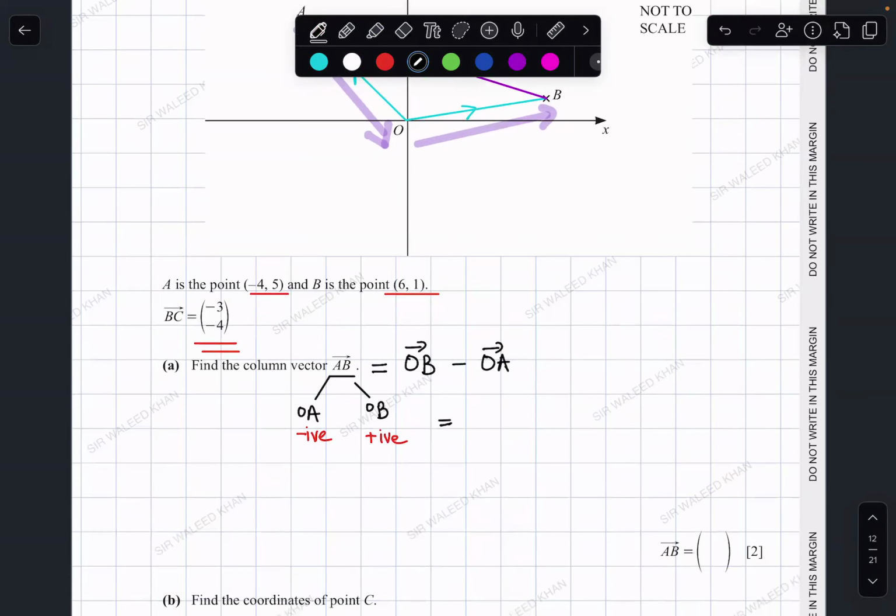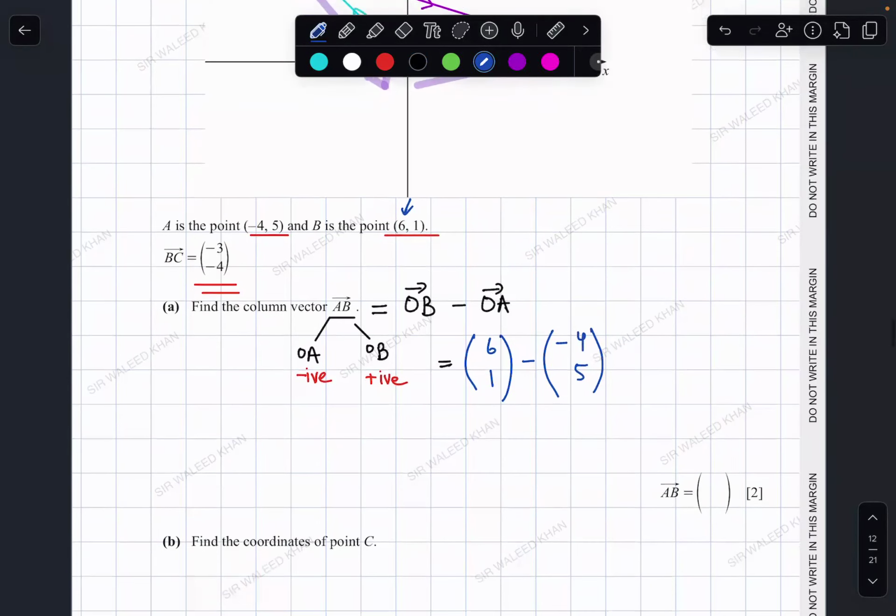So OB is equal to, what is OB? The coordinates, the same I can use as position vectors. So 6 and 1 minus 4 and 5. What do we get? We get 10 and minus 4.